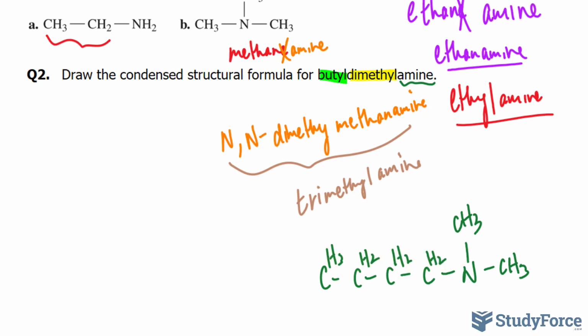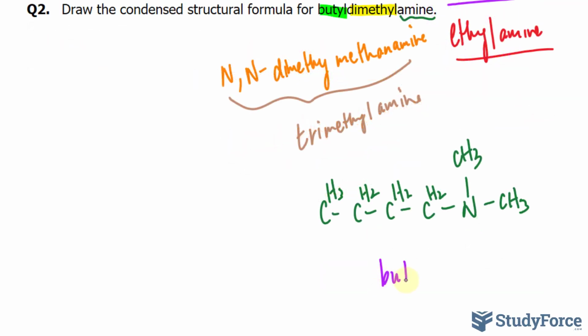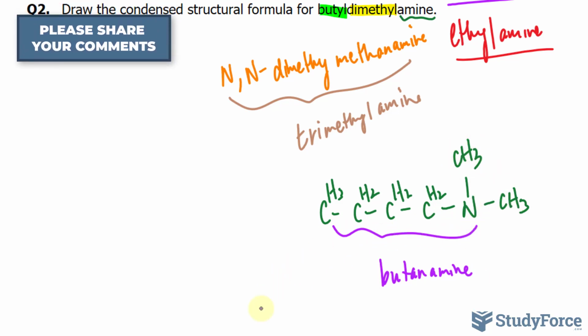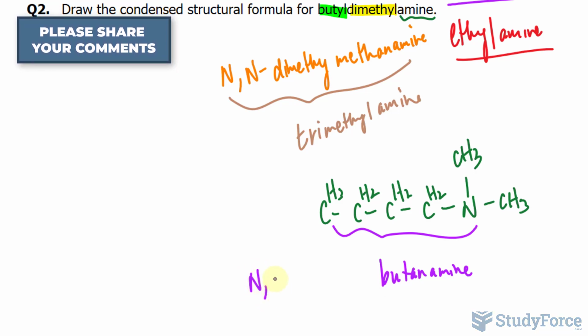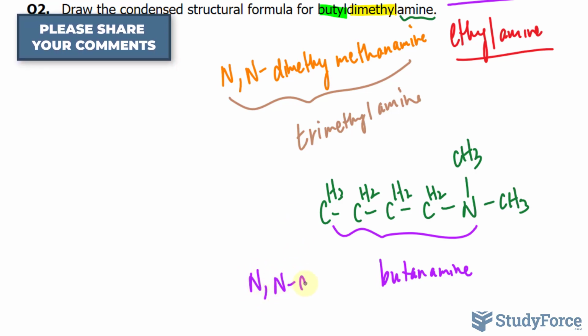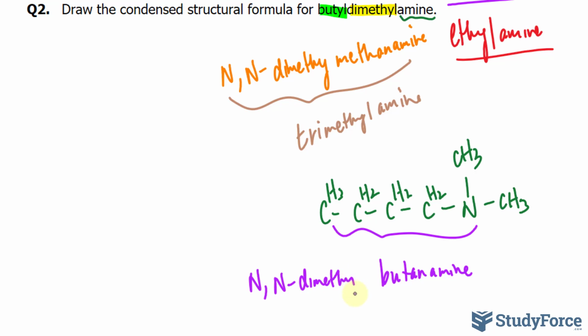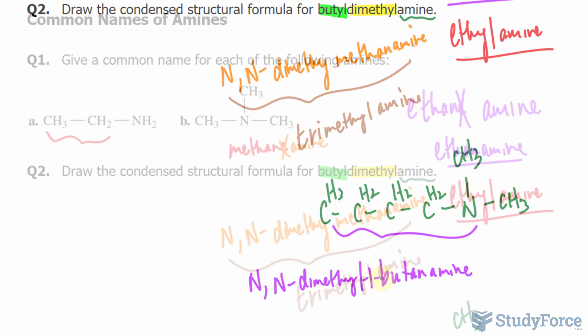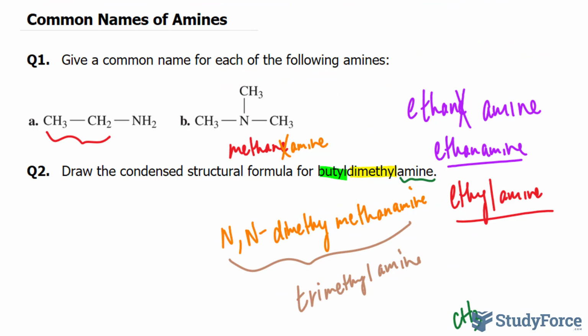The IUPAC name for this is butanamine. That represents this part. And we have 2 methyls. So we'll write down N,N-dimethyl-1-butanamine. So there you have it. That is how to interpret the common names and write the common names of amines.